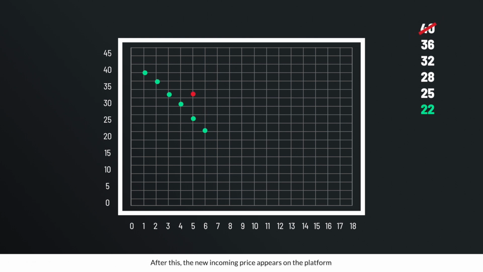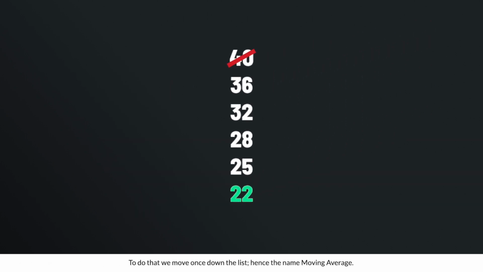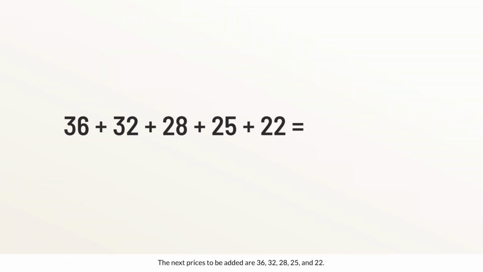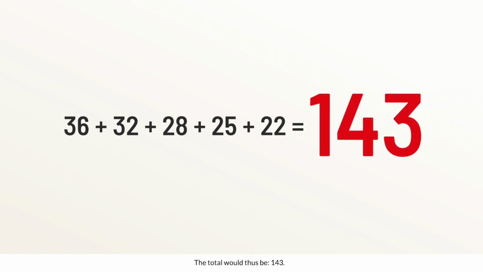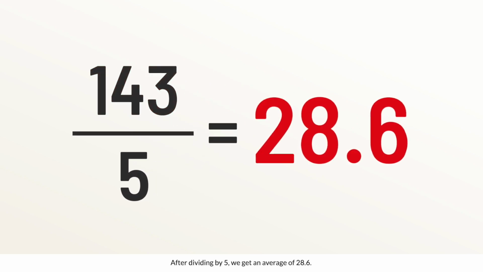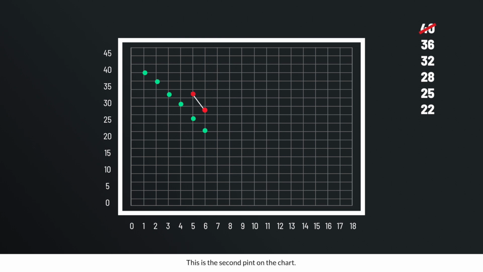After this, the new incoming price appears on the platform. We can go ahead and calculate the second average. To do that, we move once down the list, hence the name moving average. The next prices to be added are 36, 32, 28, 25, and 22. The total would thus be 143. After dividing by 5, we get an average of 28.6. This is the second point on the chart.